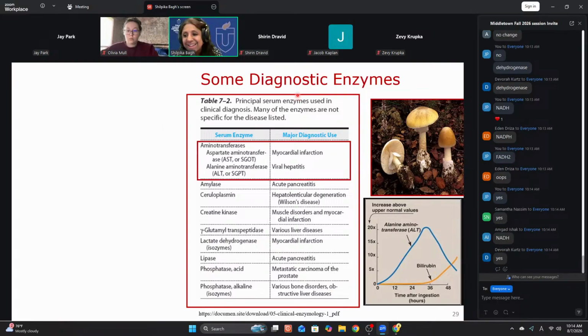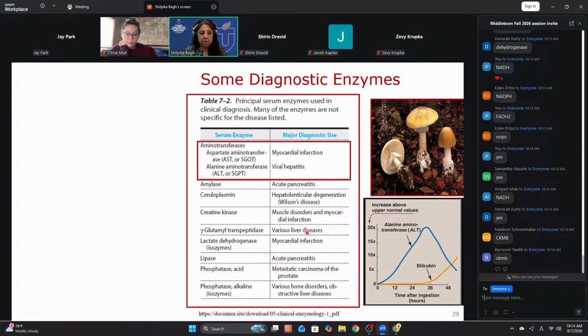You got to understand specificity. For example, did I tell you that amylase could be of pancreatic origin? What about cardiac? In cardiac origin, would you talk about ALT or would you talk about CKMB?